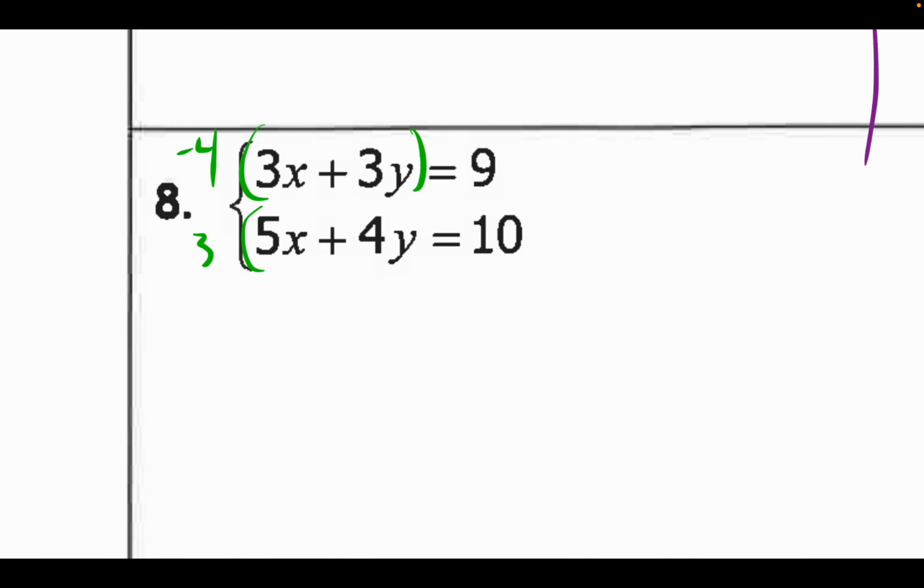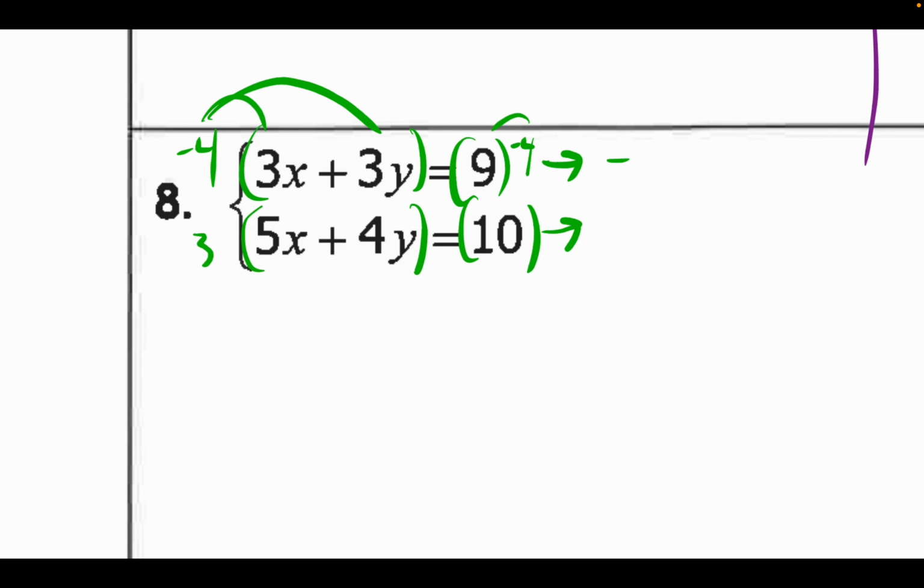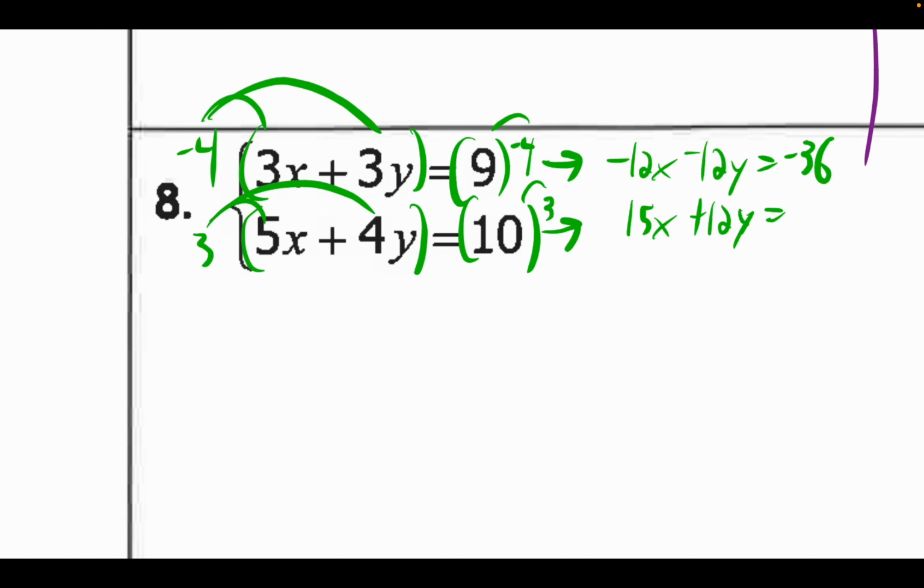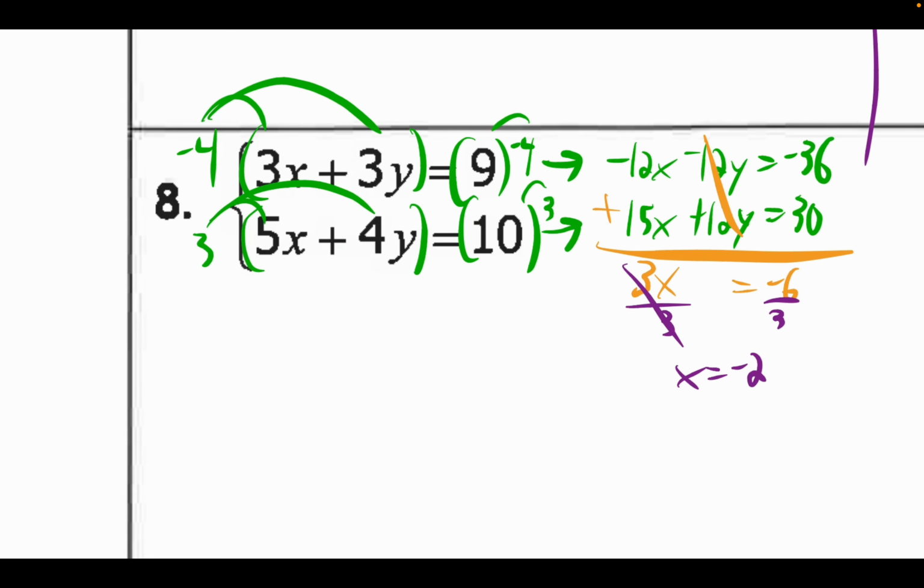And once again, the negatives could be switched around. It could be the 4 that's positive and the 3 that's negative, and that would be just the same. So I'm going to multiply the top equation by -4 to every single thing, and I'm going to get -12x minus 12y equals -36. If I multiply everything in the bottom equation by 3, I end up getting 15x plus 12y equals 30. And as I add these, I get 3x, no y's, equals -6. Dividing by 3, I get x to be -2.